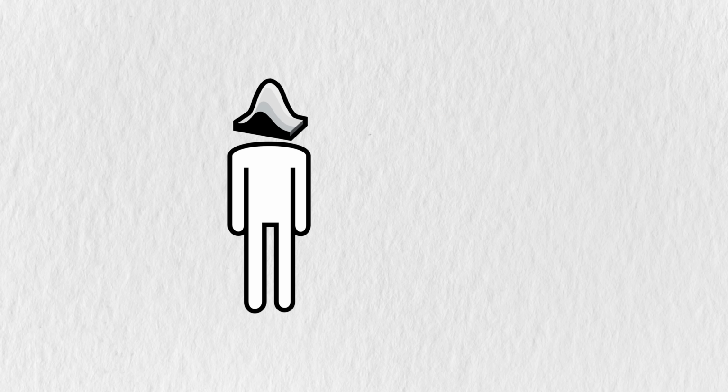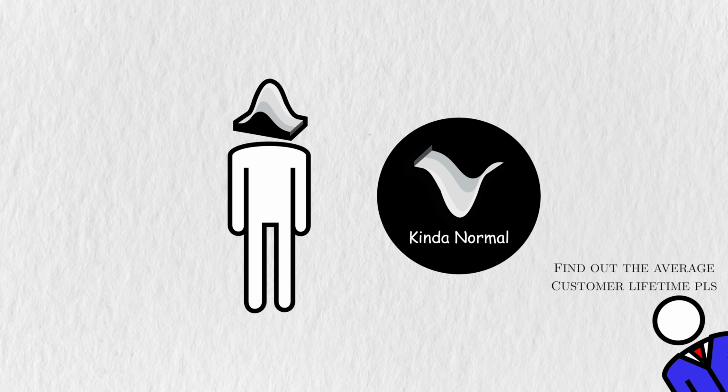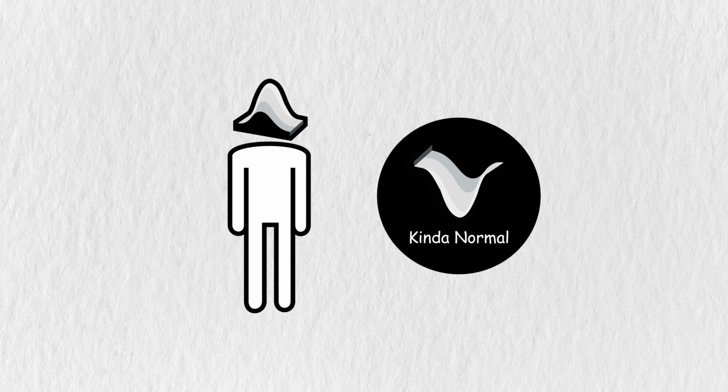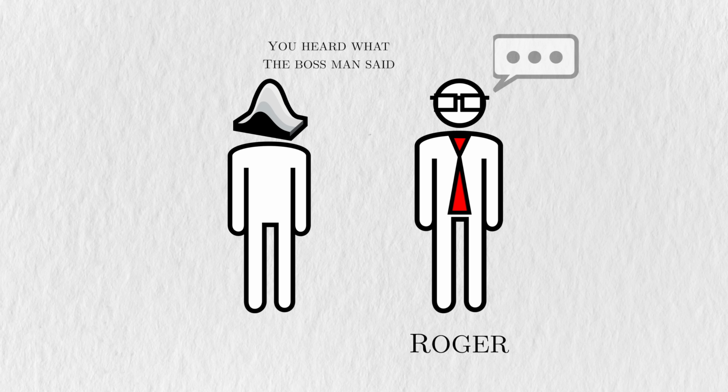Let's say that I'm a project manager for a fictional tech company called Kinda Normal. The CEO, Mr. John Normal, has asked me to determine the average customer lifetime of recent subscribers. And being the good manager I am, I ask one of my data scientists to handle it instead. We'll call him Roger. I ask Roger to devise an experiment to answer our CEO's question. And after some thought and planning, this is the design he executes.